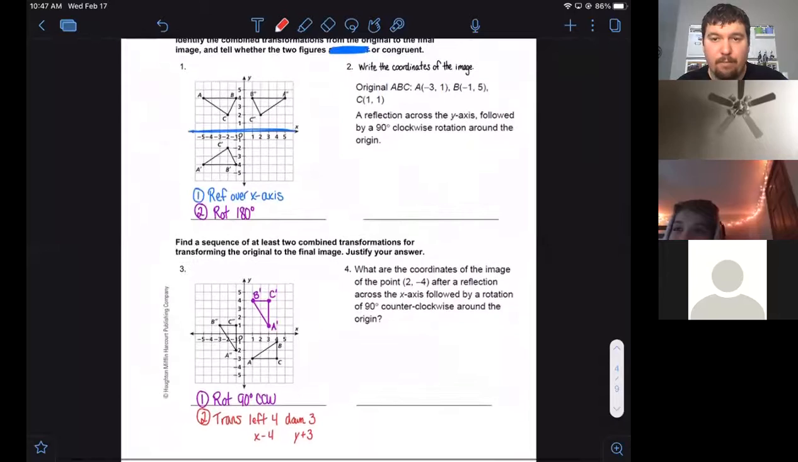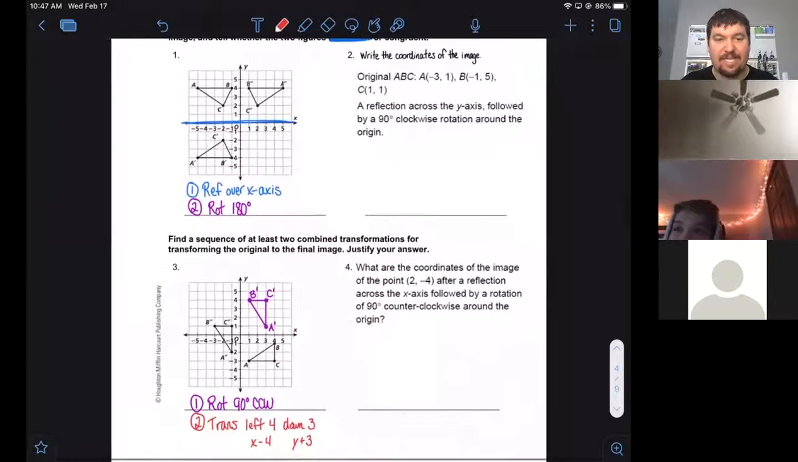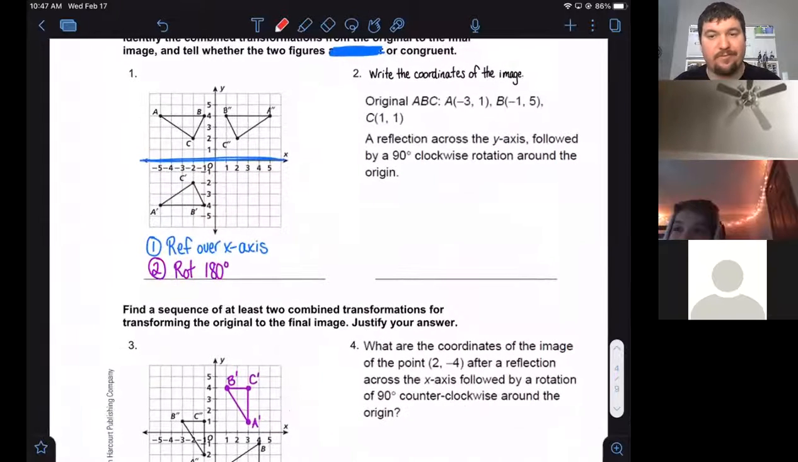Number 2 and number 4 are going to ask you to write the coordinates of the image. So instead of giving you a graph and asking you to tell what the transformations were, they're telling you what the transformations are and asking you to tell what the new coordinates are. This is where I'd want to use arrow notation, because it's hard for me to memorize all the coordinates after the first one if I don't write them down. Okay, so let's look at number 2. I'll let you do number 4 on your own.